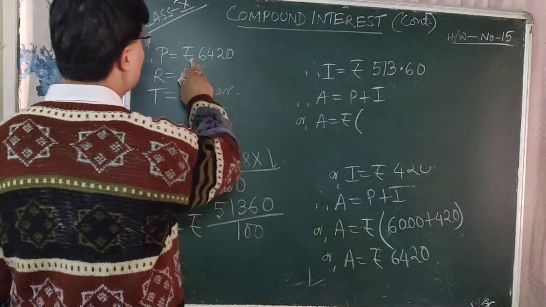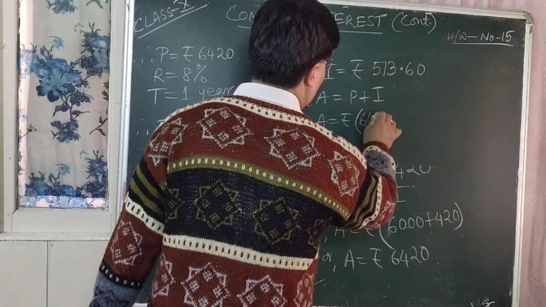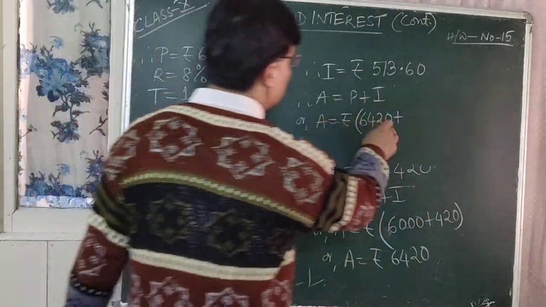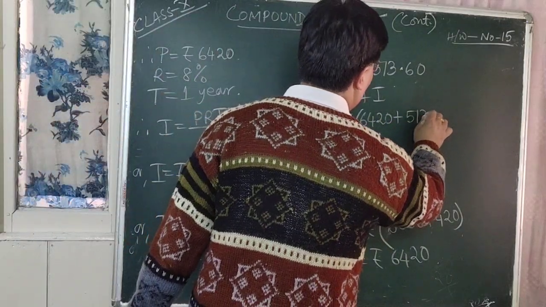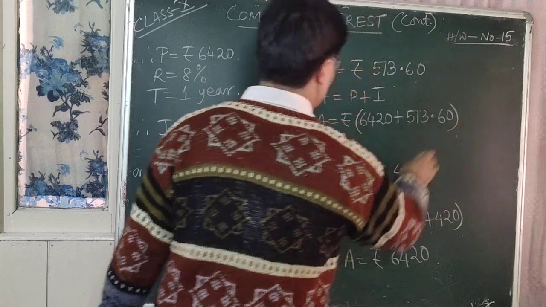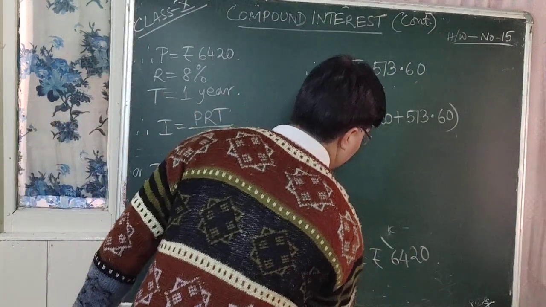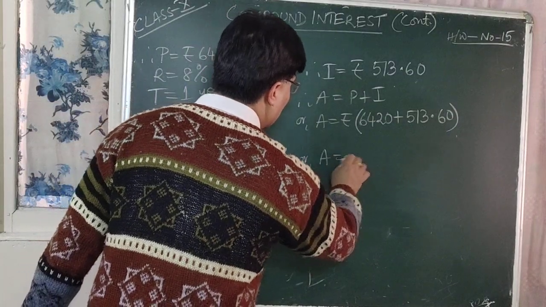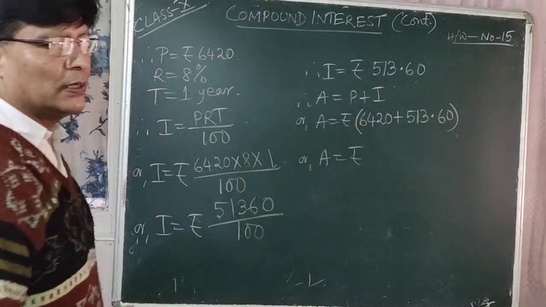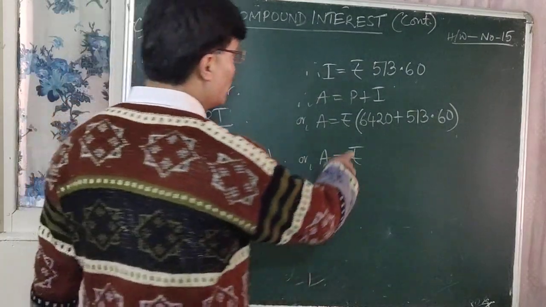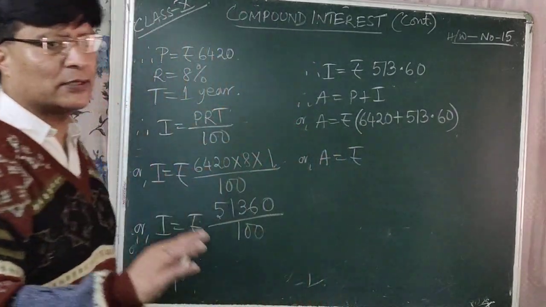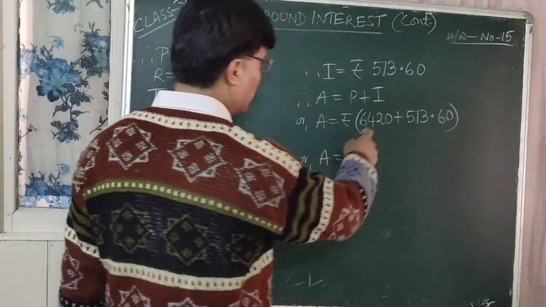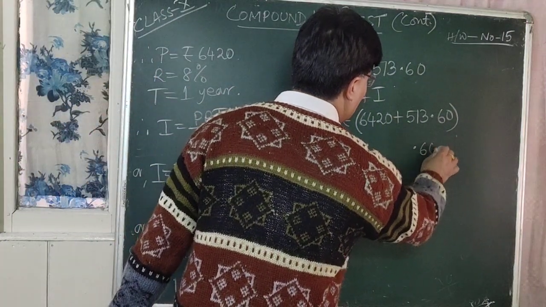What is the principal here? 6420. 6420 plus this is the principal now. 6420 plus 513.60. Let us add them. So A is equal to rupees. There is no decimal point in 6420, that is, the decimal point is after 6420. So if you add them, what do we get?